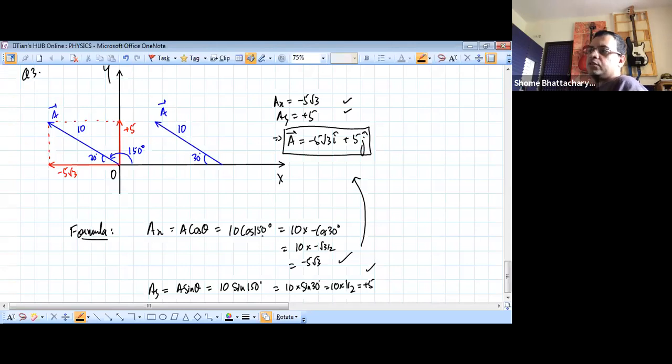Yes, in projectile motion you use the angle to find out the horizontal and vertical components of velocity. That's correct. In projectile motion, that happens.